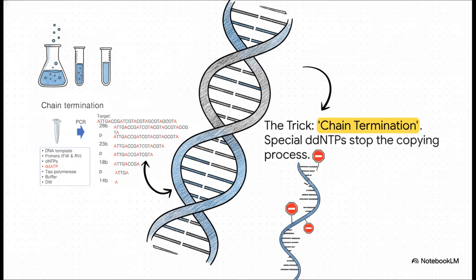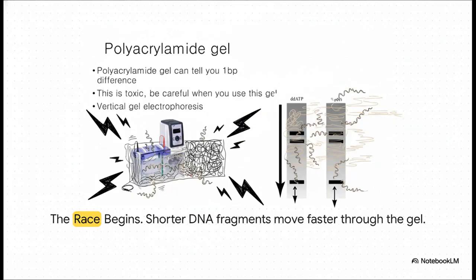It involves a special ingredient that acts like a chemical stop sign. Scientists have a fancy name for it, a ddNTP, but all you need to know is that when this thing gets added to a growing DNA chain, the copying process just stops cold. Do that for every possible letter, and what you get is this perfect ladder of DNA fragments, where each rung is just one letter longer than the last. And now the race is on.